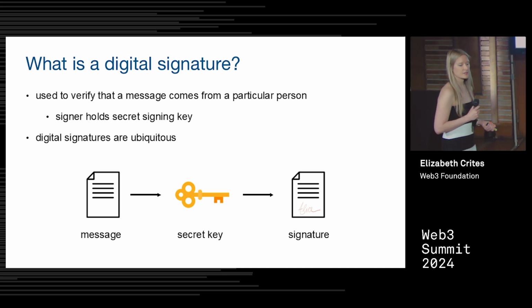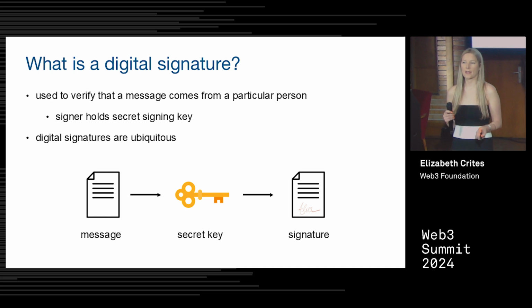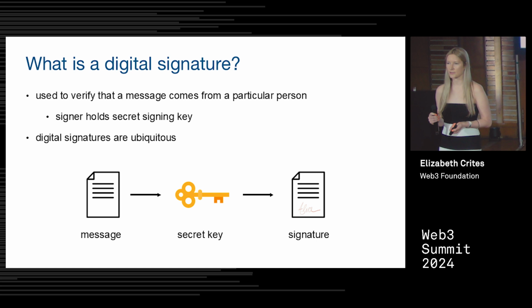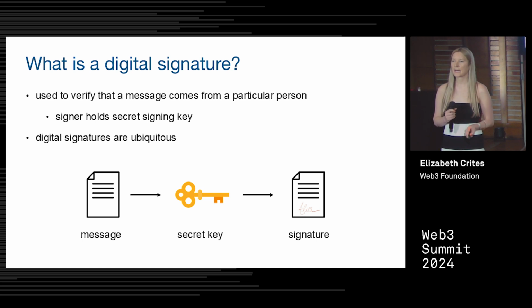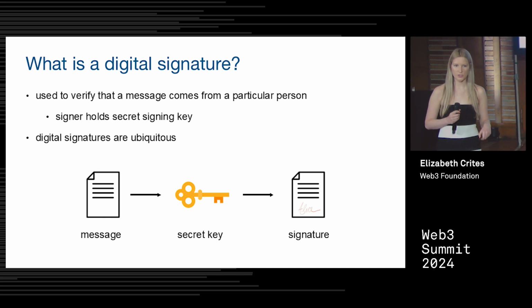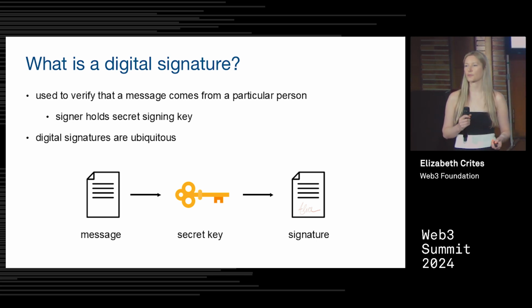Now, a digital signature is like a digital analog of a pen and paper signature, and a pen and paper signature really testifies to the fact that you signed a particular message and that you were the person that signed that message. So in the digital world, again, a digital signature is used to verify that a message comes from a particular signer and that they hold the corresponding secret key. Digital signatures are ubiquitous, both in software and hardware.